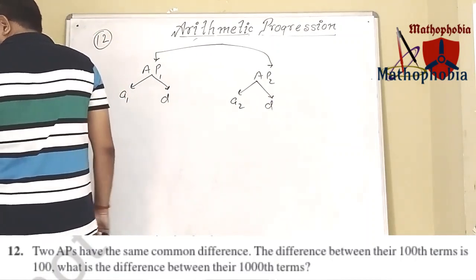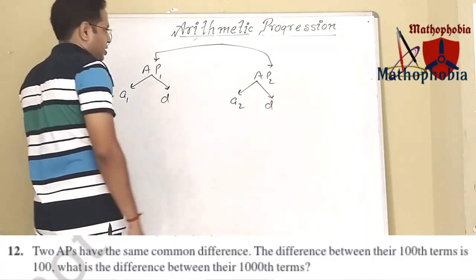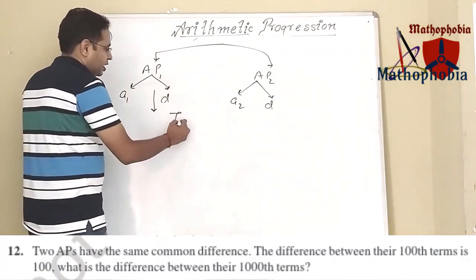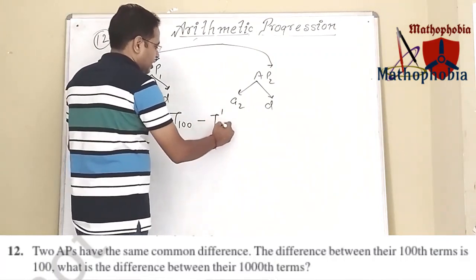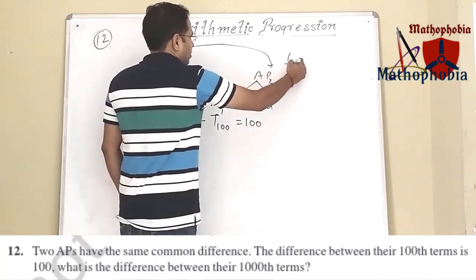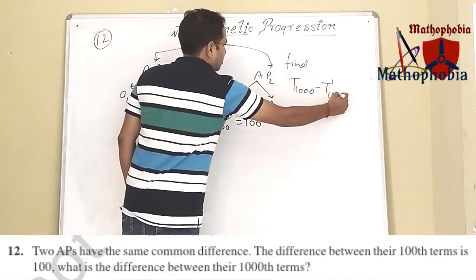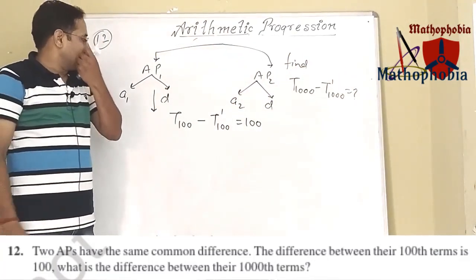Then the difference between their 100th term is 100. What is the difference between their 1000th term? Okay, this is given. The difference between the 100th term minus T dash 100 is equal to 100. We need to find the difference between their 1000th term. How much will it be?